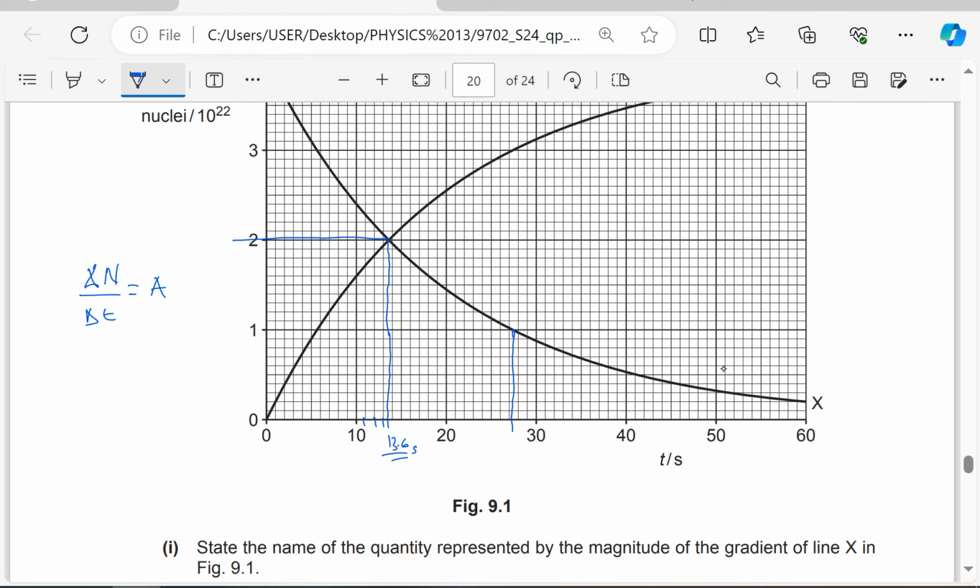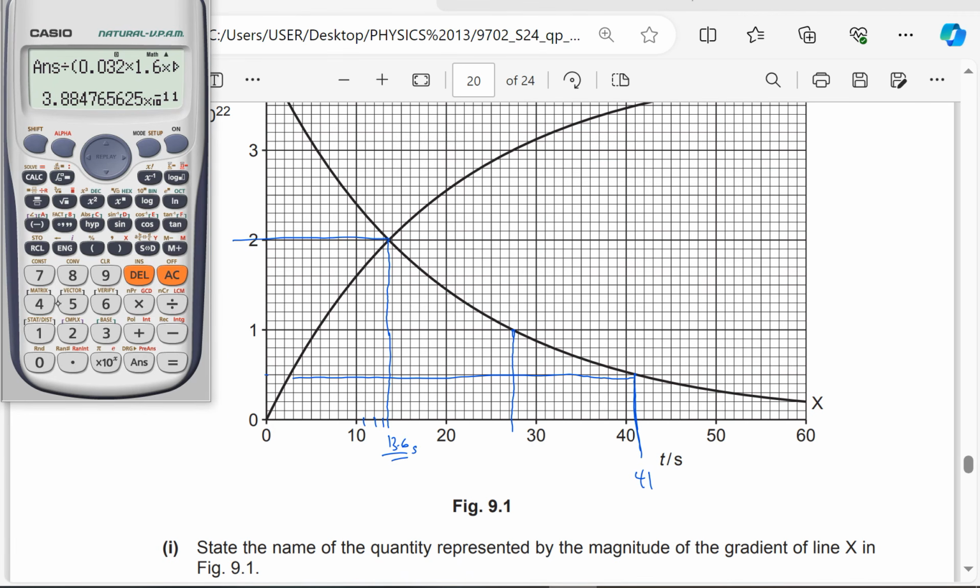Okay, let me try the third time. Divide by 2, I reach 0.5. It is here. So this is 41. So that is the third half-life. 41, let me check. 41 divided by 3. Yes. 13.6, 13.7.